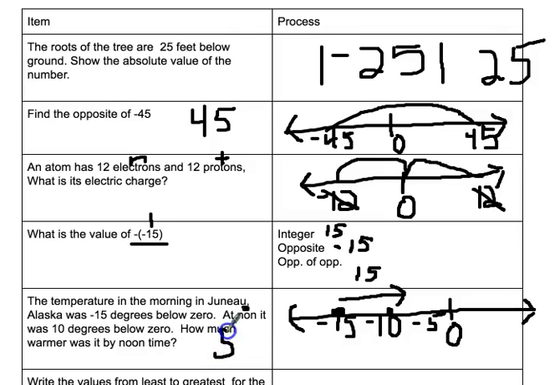How much warmer was it by noontime? Well, those 5 spaces represent 5 degrees. So there's been an increase of 5 degrees in the temperature. It's still freezing cold, but it's 5 degrees warmer. Okay?